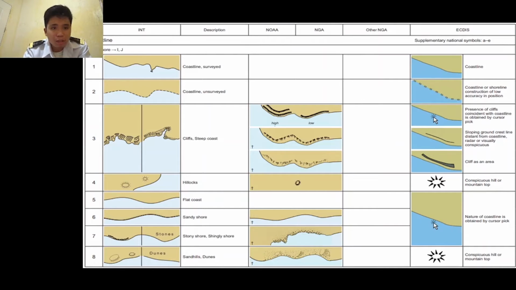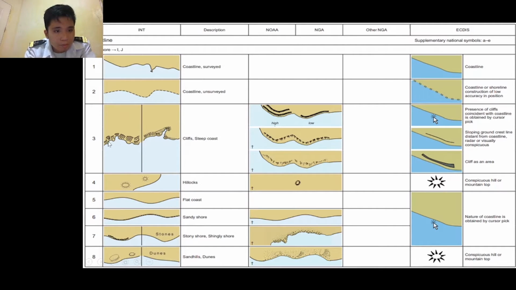So these are the different coastlines. The first one here under the INT is a coastline which is surveyed. Surveyed meaning surveyors went through this and it has been checked and scrutinized. So this is really the form of the coastline. Then here we have the coastline unsurveyed, which hasn't been examined or checked by surveyors. Then here, number 3, we have the cliffs and the steep coast.